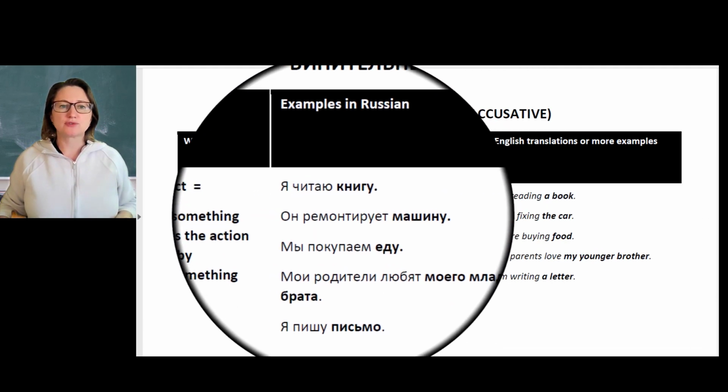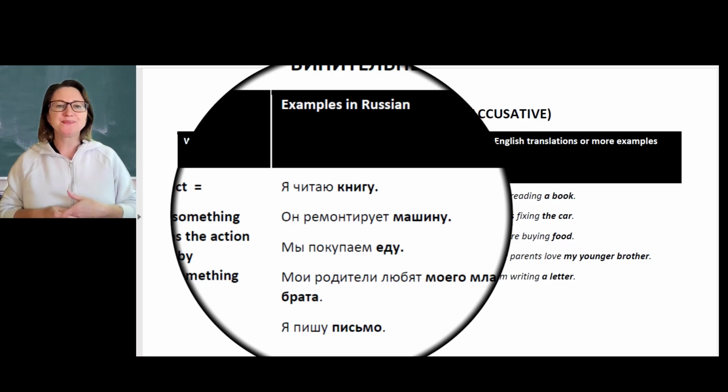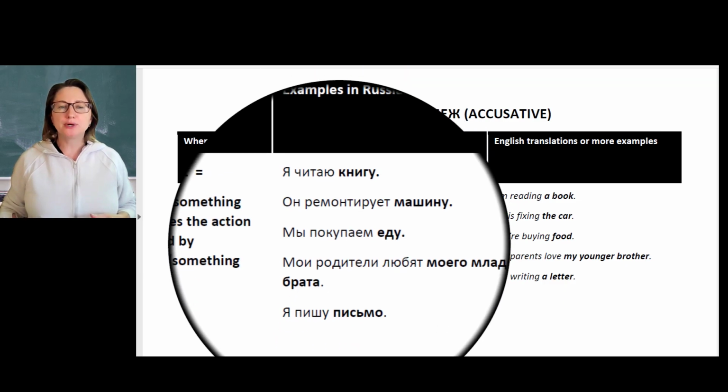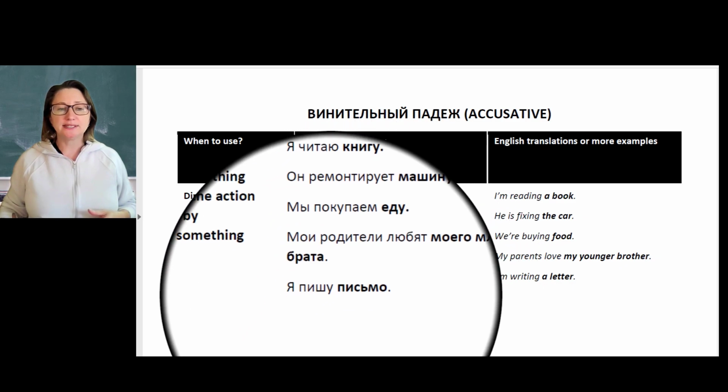Now let's take a look at the Russian examples. Translations of these sentences. I'm reading a book. Я читаю книгу. He is fixing the car. Он ремонтирует машину. We're buying food. Мы покупаем еду. My parents love my younger brother. Мои родители любят моего младшего брата. I'm writing a letter. Я пишу письмо.